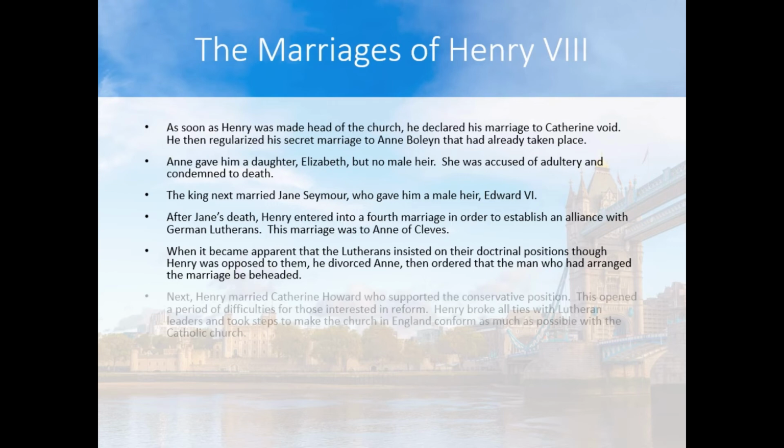Next, Henry married Catherine Howard, who supported the conservative position. This opened a period of difficulties for those interested in reform. Henry broke all ties with Lutheran leaders and took steps to make the Church of England conform as much as possible with the Catholic Church. And this is really what he wanted. Now he's got a wife that supports it too. She's not over with the Lutherans. She's very conservative. She's more on the Catholic side of things.